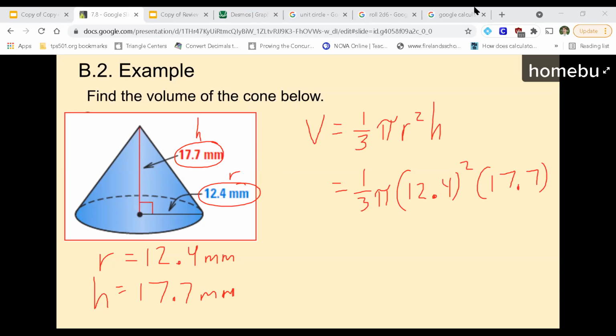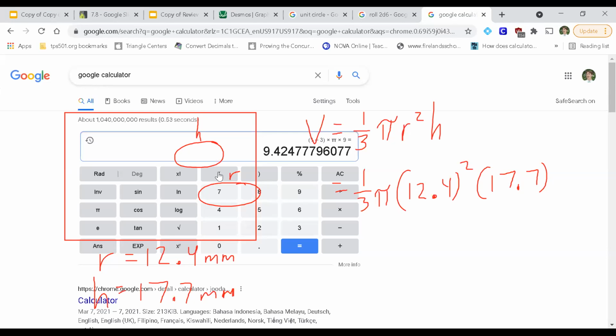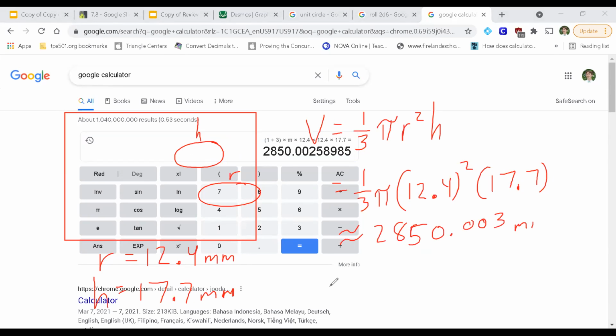And then now we grab the calculator, type that in. Parentheses 1 divided by 3, close parentheses, times pi times 12.4 times 12.4 times 17.7. Right, because 12.4 squared is just 12.4 times 12.4. And you get 2,850.003 millimeters cubed.